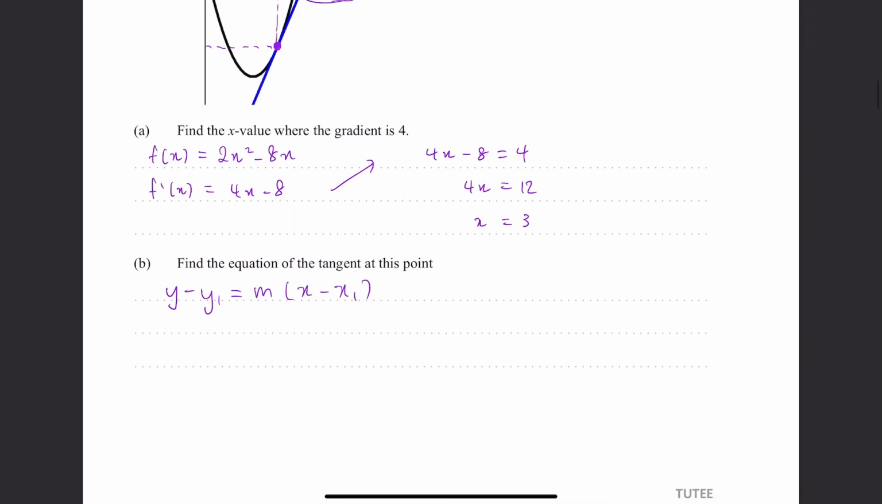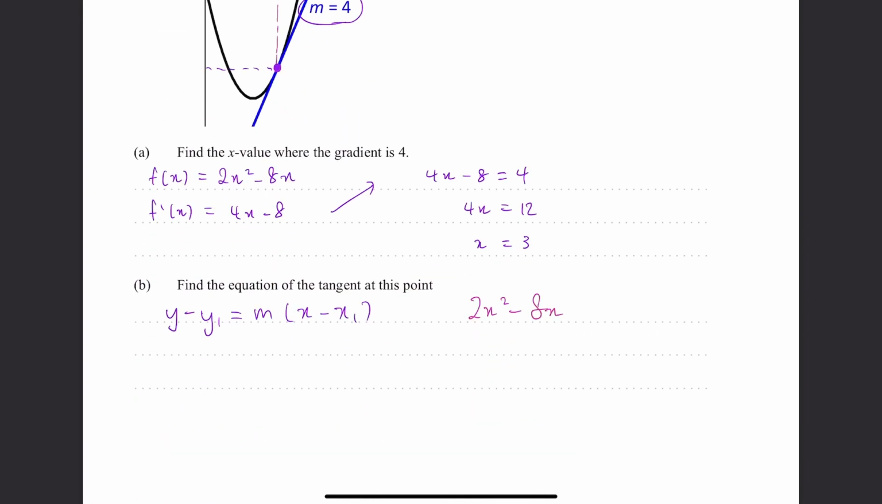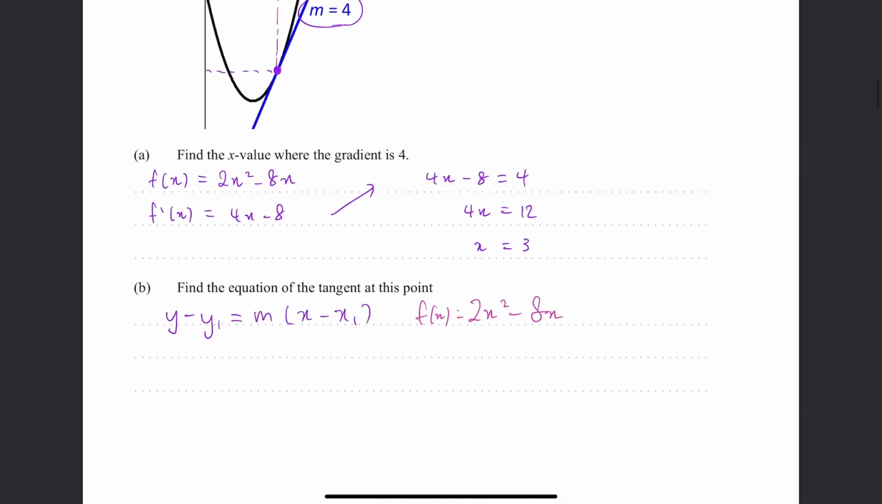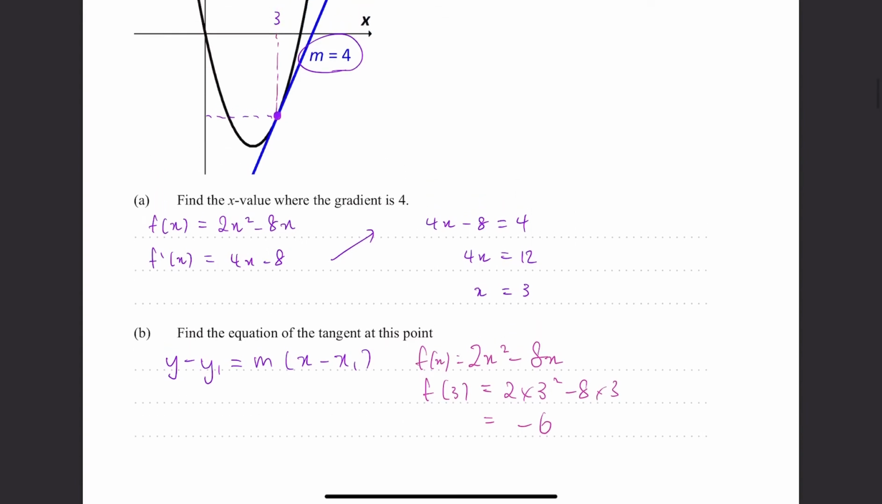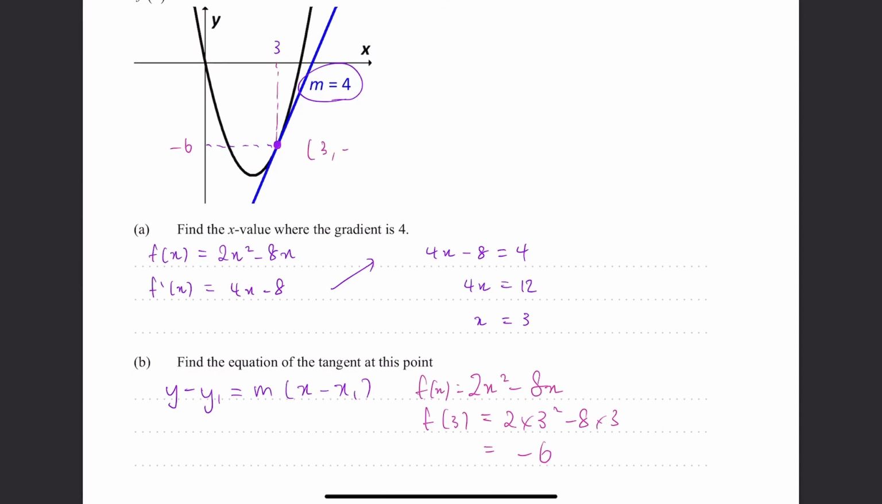Our equation was 2x squared minus 8x. If we sub 3 in, f(3) is equal to 2 times 3 squared minus 8 times 3. What's that? 9, 18, minus 24, so it's minus 6. That seems about right. So we have the coordinate (3, -6) and a gradient of 4.